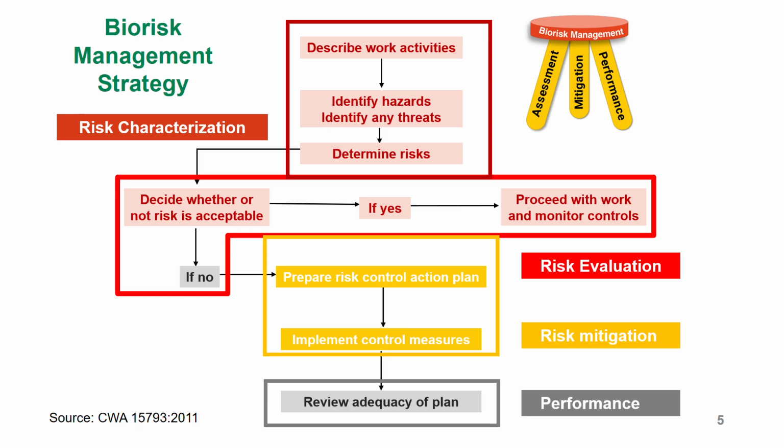After you check the adequacy, you go back again and decide whether or not the risk is acceptable. If it's acceptable at this point, you proceed with work, but if it's not, you go back again and prepare risk control action items until all your unacceptable risks are acceptable and you proceed with the work in the laboratory. But if you cannot manage to either reduce or eliminate the risks, the next step is that you need to revise or close the project.